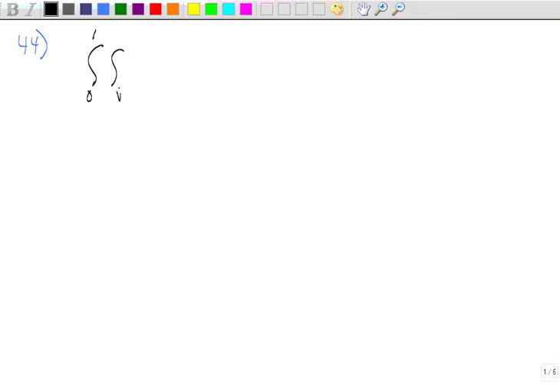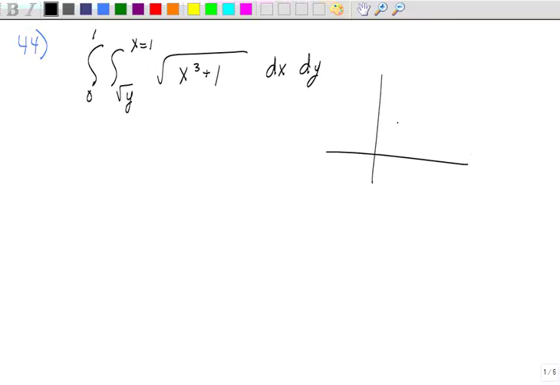I'm going to just switch it. So you can't integrate this. You can't integrate the square root of x cubed plus 1. So when we switch it, first off, the picture's going to look like this. I'm going from the square root of y to 1. So I'm going this way. And now I want to go this way.